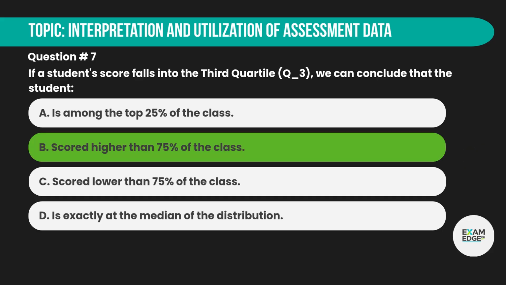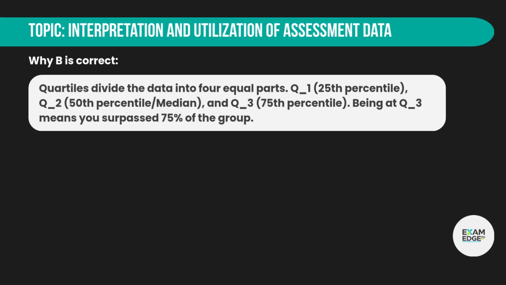Correct answer. B, scored higher than 75% of the class. Why B is correct. Quartiles divide the data into 4 equal parts. Q_1, 25th percentile, Q_2, 50th percentile, median, and Q_3, 75th percentile. Being at Q_3 means you surpassed 75% of the group.